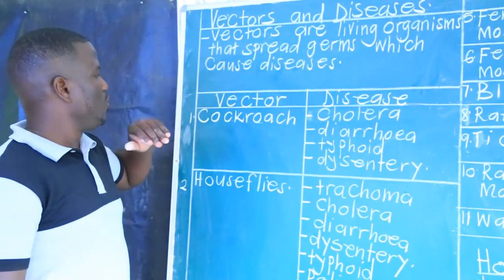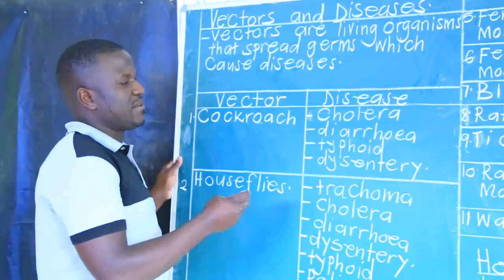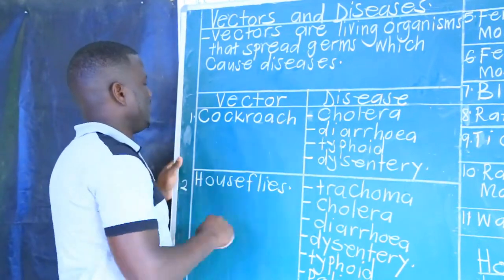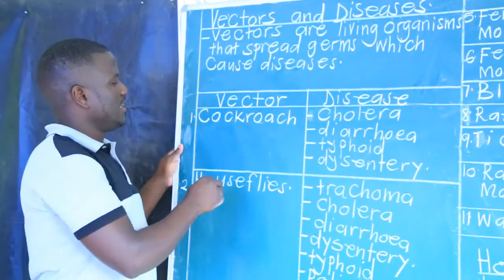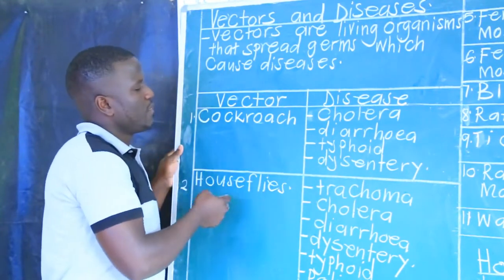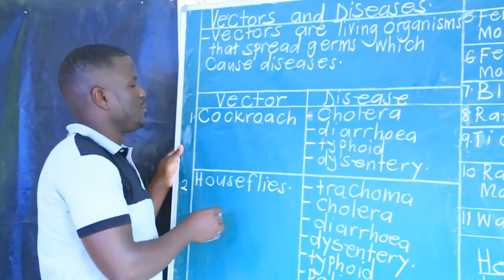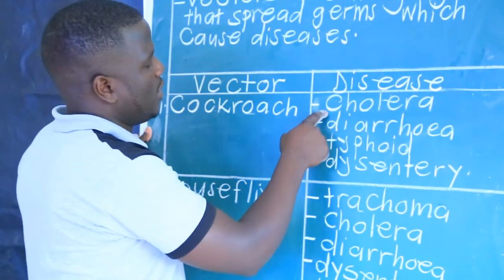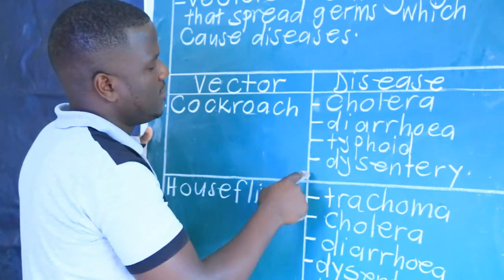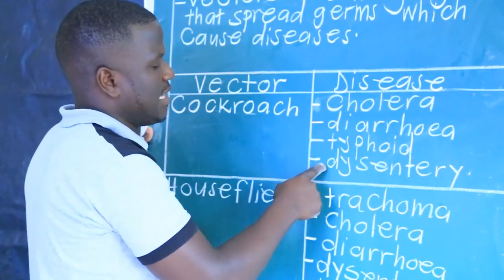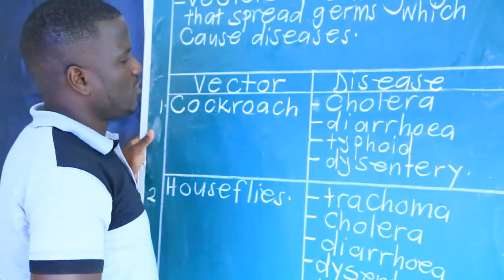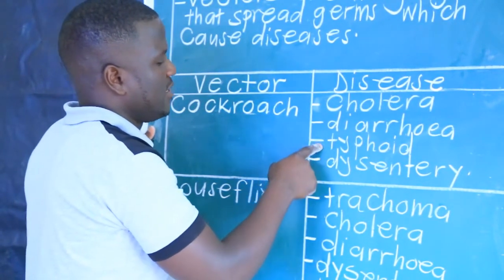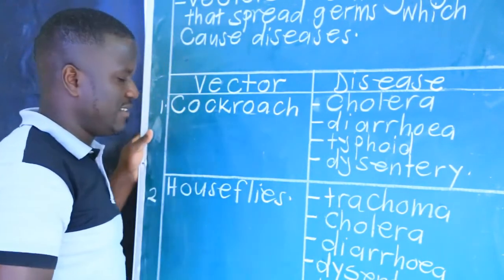We have a table. This table shows a summary of vectors and diseases. So we have vector and disease. The first vector is cockroach. Mind the spelling of the word cockroach. Cockroaches spread diseases like cholera, diarrhea, typhoid, and dysentery.